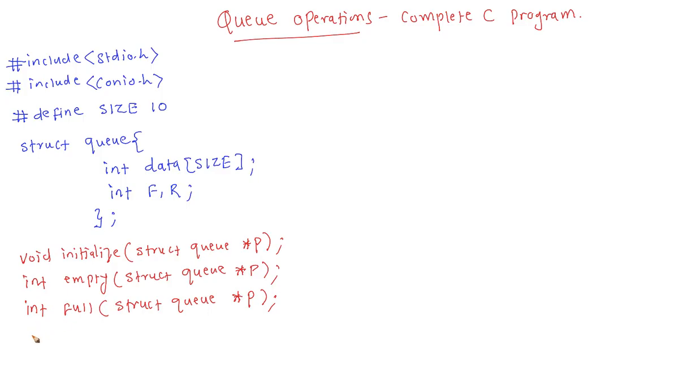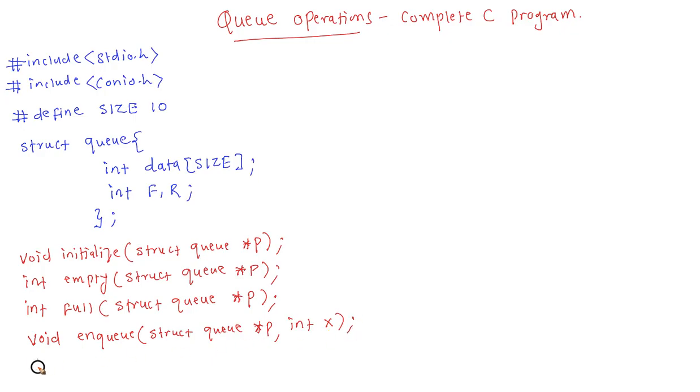Then we have the enqueue and dequeue functions. The return type of enqueue will be void because it will simply insert in the queue. It will not return us anything. So void enqueue. But to this enqueue function, I need to pass two things. First is the queue in which the insertion is to be done, and second is the element which is to be inserted. So two parameters: the pointer to the address of the queue, and an element to be inserted in the queue, right?